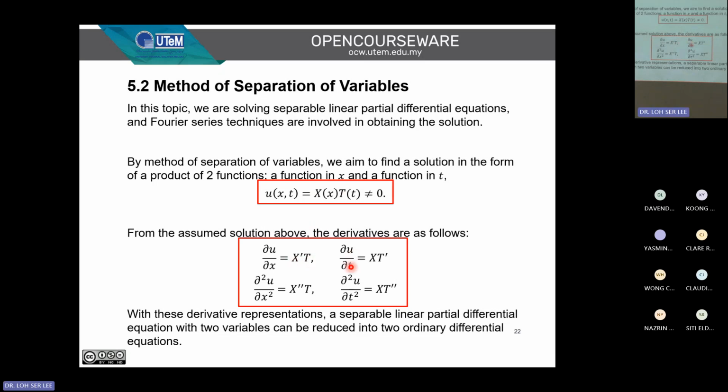For ∂u/∂t, there is one prime on the T because we are differentiating u with respect to t. For ∂²u/∂x², we have X double prime T, double prime because we are differentiating u with respect to x twice. And ∂²u/∂t² will be double prime on the T. So from the assumed solution above, all the derivatives can be written in this way.